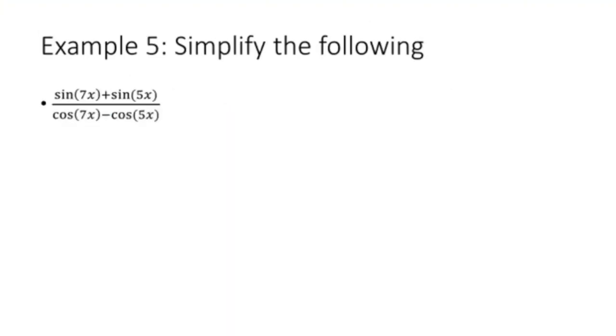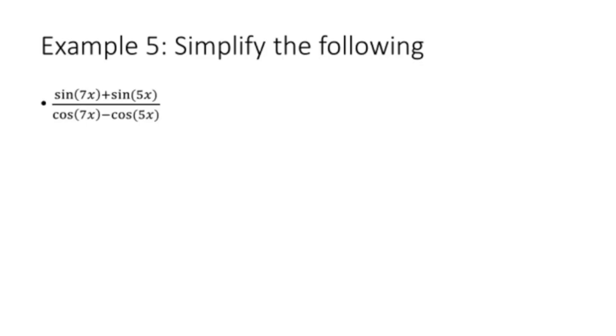Next, we're going to simplify the following expression. Sine of 7x plus sine of 5x all over cosine of 7x minus cosine of 5x. Taking a look, notice how we're adding and subtracting sines and cosines in the numerator and denominator respectively. If we can rewrite these as products, perhaps we would be able to use quotient identities, or perhaps we might be able to cancel out common factors.